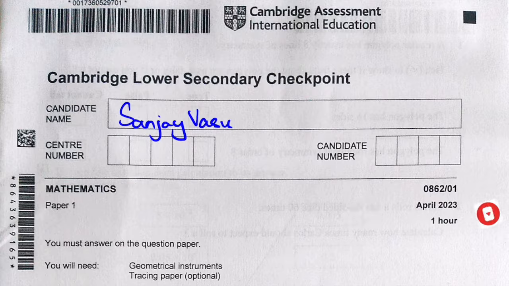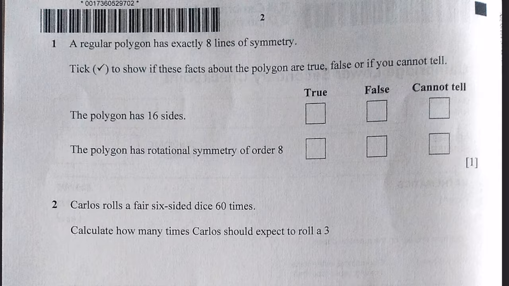This time I'm doing it on Cambridge's Lower Secondary Checkpoint for Mathematics Paper 1, April 2023. You are not allowed to use a calculator. Let's start. Question 1. A regular polygon has exactly 8 lines of symmetry. Tick to show if these facts about the polygon are true, false, or if you cannot tell.